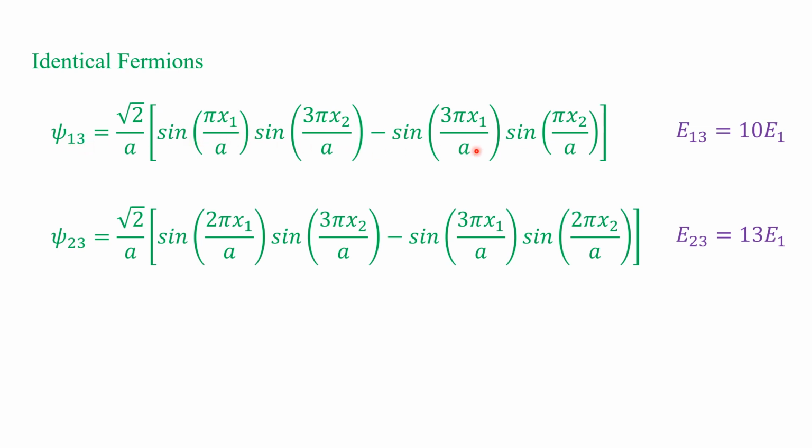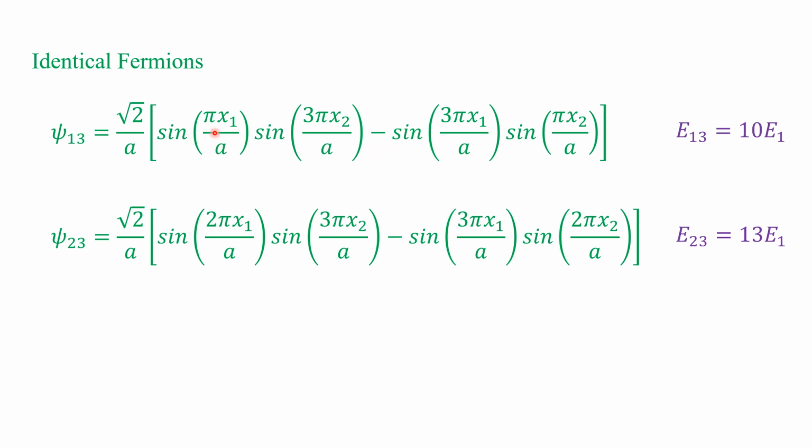So this is the wave function. This is the wave function for state 1, that is n is equal to 1, and n is equal to 3 for the second particle, first particle and second particle. Since it's a fermion, I used a negative sign here. So here particle 1 is at energy state 1, particle 2 is at energy state 3. Here, vice versa. Particle 1 is at energy state 3 and particle 2 is at energy state 1.